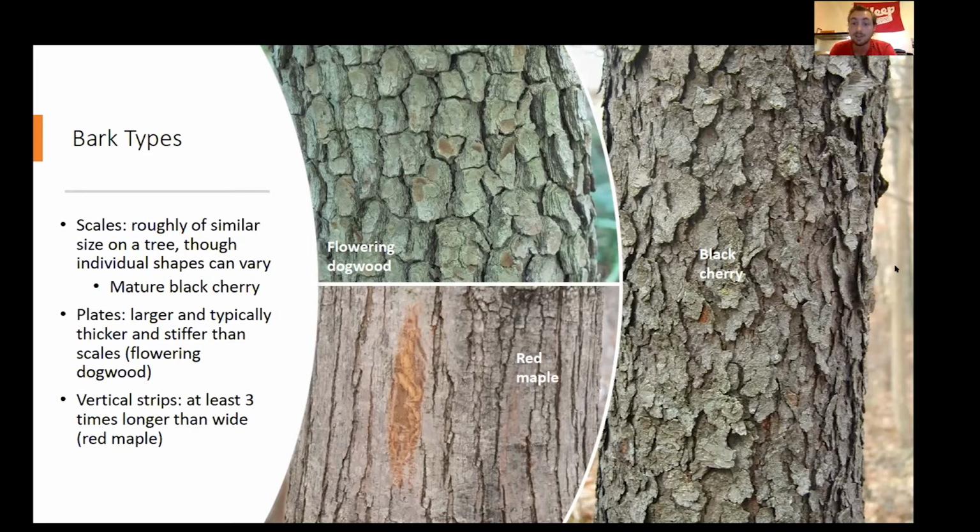When a red maple is younger, it's very smooth, and when our black cherry is younger, you can actually see the horizontal lenticels much more easily, and it hasn't formed its scales yet. So bark can change through maturity.